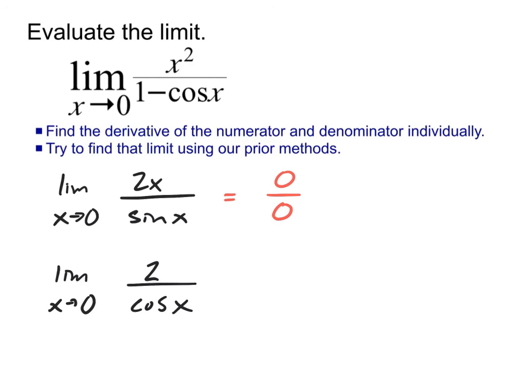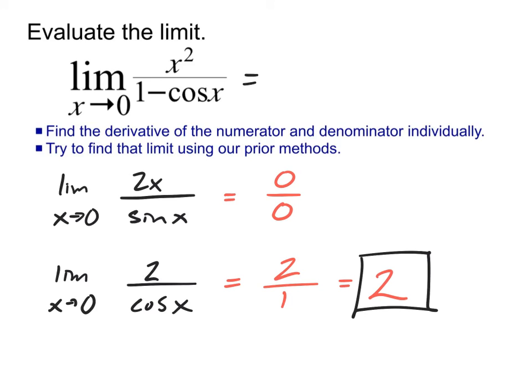Now let's go ahead and plug in the 0 again. Notice if I plug 0 in on the top, nothing changes. It's still a 2. If I plug 0 in on the bottom, cosine of 0 is 1. And so this equals 2, which is then our final answer. This limit equals 2.